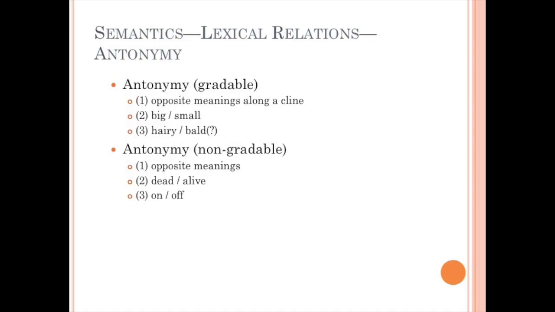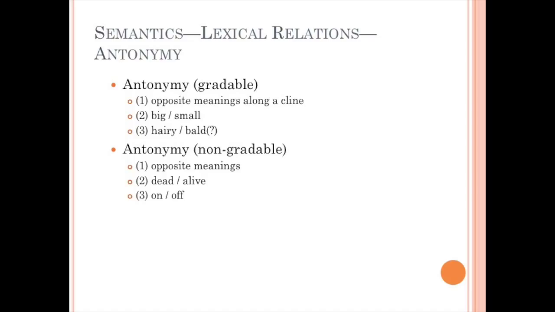Forms with the opposite meaning from each other are called antonyms, and there's two kinds of antonyms. There are antonyms that are gradable and antonyms that are non-gradable. When antonyms are gradable, we would say that their meanings are opposite one another but along a cline. There's big and small as opposites, but there's bigger and there's smaller, and you can make comparisons. You can say you're big, but I'm bigger than you. You can have big, bigger, and biggest, but you can't have alive, aliver, and alivest.